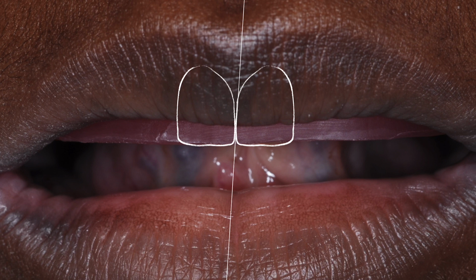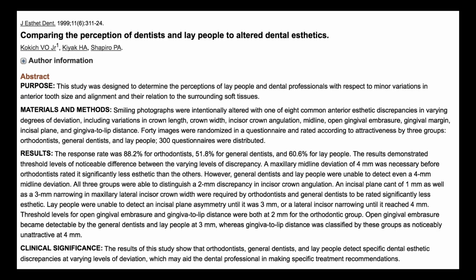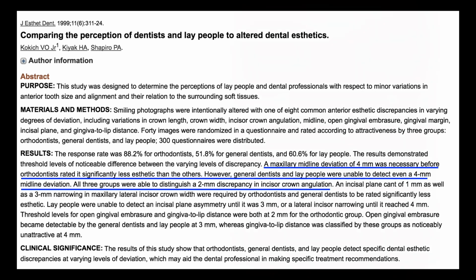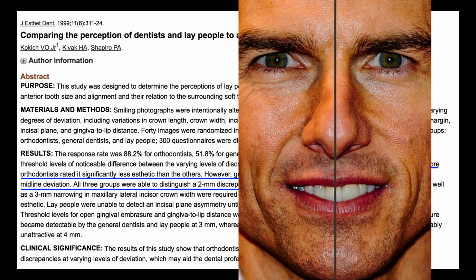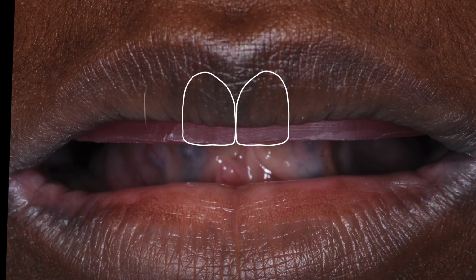All right, so here's the literature. It was done by Vince Kokich Jr., and it says a maxillary midline deviation of 4 millimeters was necessary before orthodontists rated it significantly less aesthetic. However, general dentists and lay people were unable to detect even a 4 millimeter midline deviation. So you just have to make sure you don't cant it, and you all know who is the famous crooked smile. Now, Tom's is off to his left. It's also angled to his left, and his nose goes right. So we can avoid that.